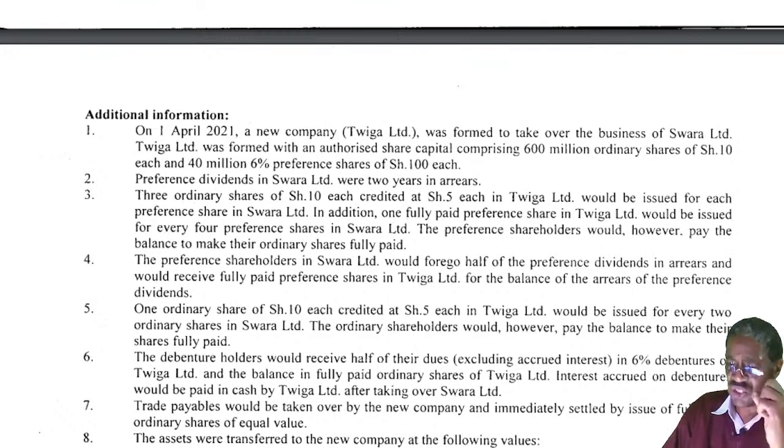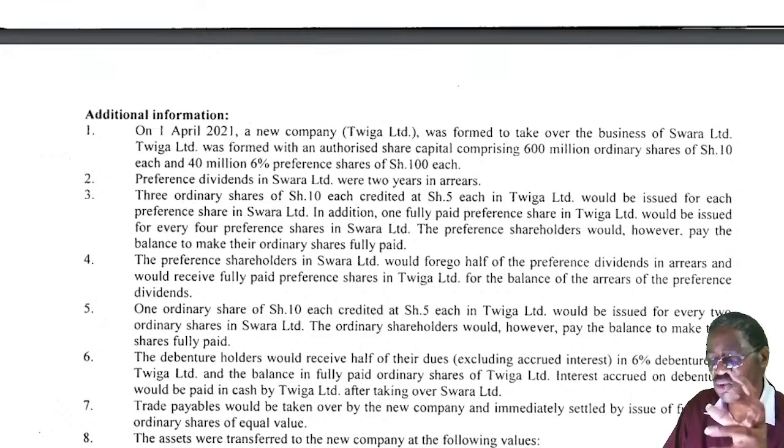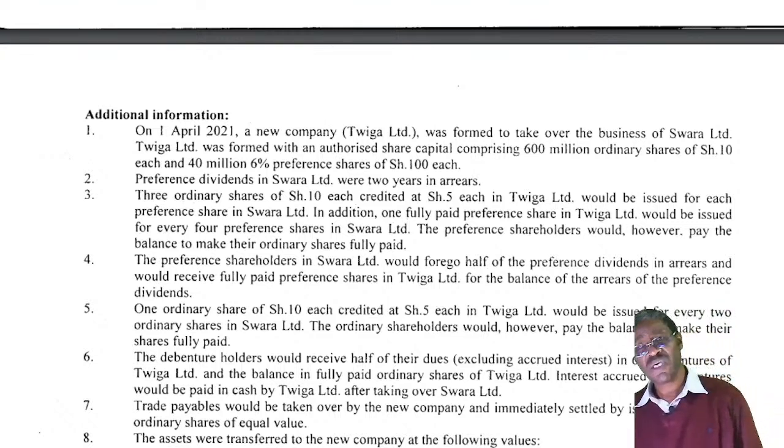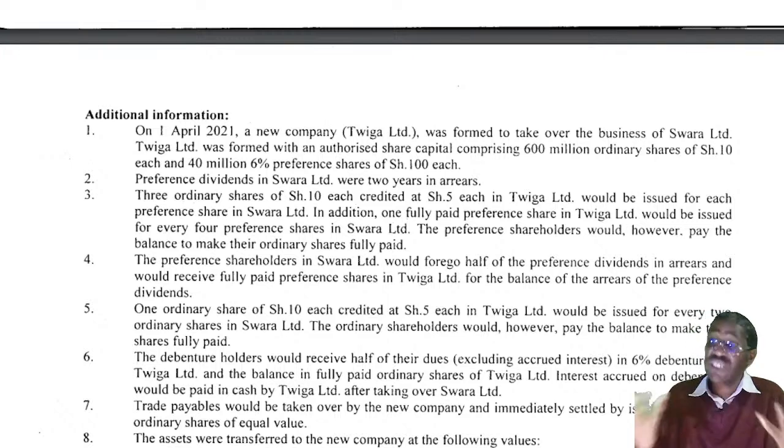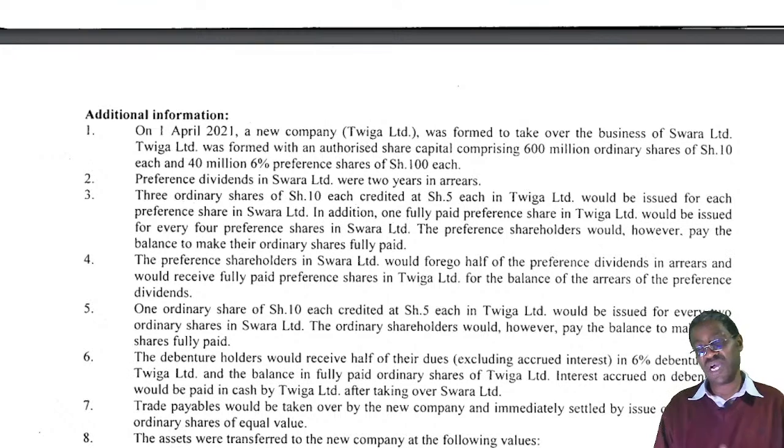Listen, I just want to remind you, when you see the term authorized share capital, don't confuse it with the issued share capital. Twiga has not issued these shares. This is just what we call authorized share capital. They are different from the issued share capital. I hope you remember when we were discussing this topic, I told you we came across a question. And you obviously know from your accounting knowledge that authorized share capital does not affect any accounting entries. It is just there for information. If it was issued share capital, then you can record. But these are just authorized share capital. How much the company is supposed to be registered with as their capital is what we call the authorized share capital. So Twiga Limited was formed with an authorized share capital of 600 million ordinary shares of 10 each, and 40 million preference shares of 100 each.